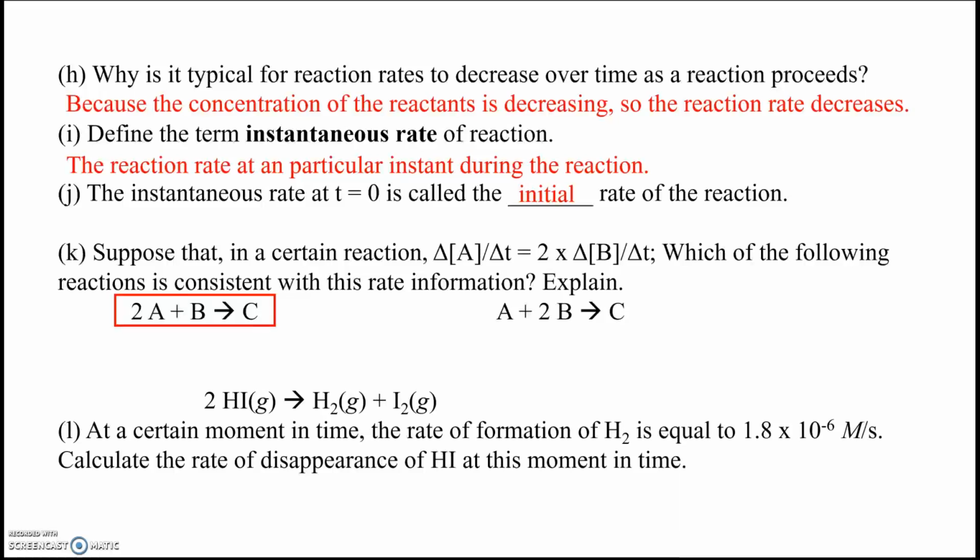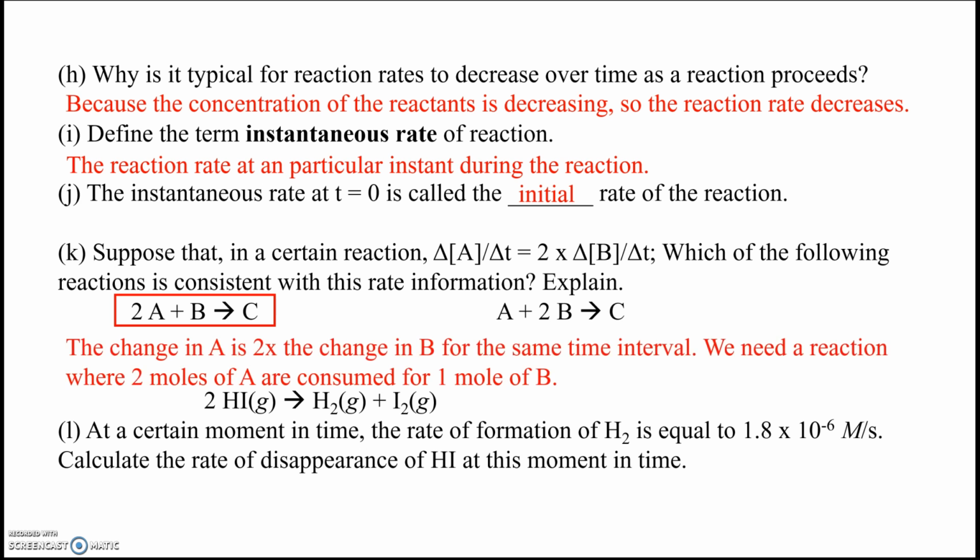Part K, suppose that in a certain reaction, the change in A divided by the change in time is twice the change of B with respect to time. Which of the following reactions is consistent with this rate information? Well, you can see that that would be the first one, 2A plus B goes to C. And the reason is that the change in A is twice the change in B for the same time interval, so we need a reaction where we get 2 moles of A consumed for 1 mole of B.